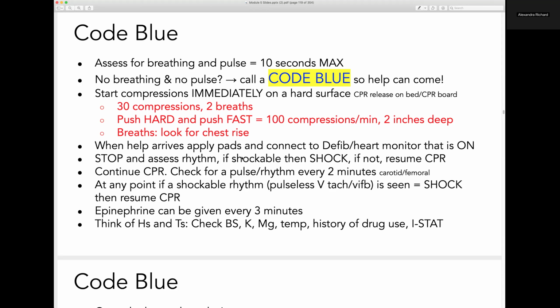And while we're doing CPR, you're thinking of the H's and T's. So someone should have already checked the blood sugar. We're going to do an I-stat. An I-stat is a very quick way. We're going to get potassium level, magnesium level. We're also going to get ABGs from the I-stat.